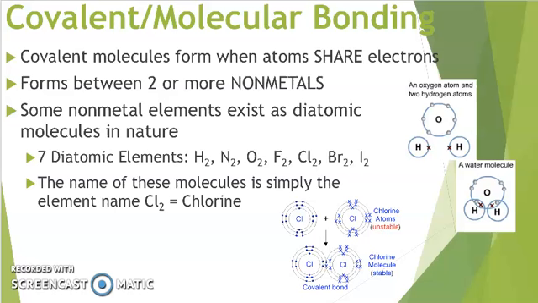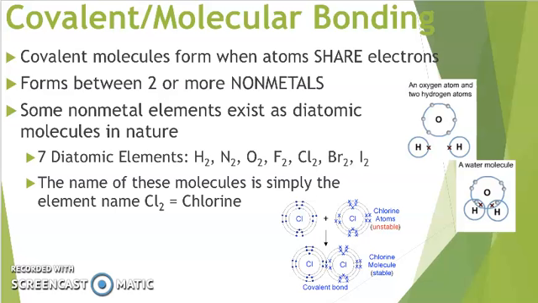All right, then we have covalent or molecular bonds. These are completely different than your ionic bonds. Ionic bonds, they're transferring those electrons from one to the other element, and then they're held together by the positive and negative opposite attract force. What happens in covalent bonding? They're sharing the electrons. So it happens between two or more nonmetals.